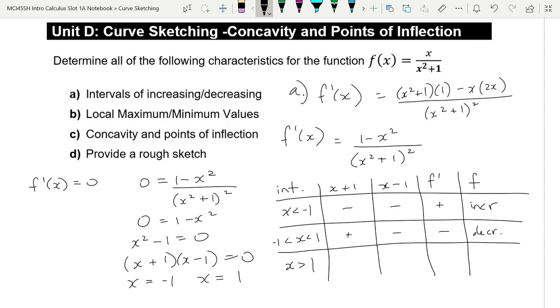Pick a number bigger than 1. 2 seems reasonable. So 2 makes this factor positive, that factor positive, which means the overall derivative is positive, and that means that we are again increasing.